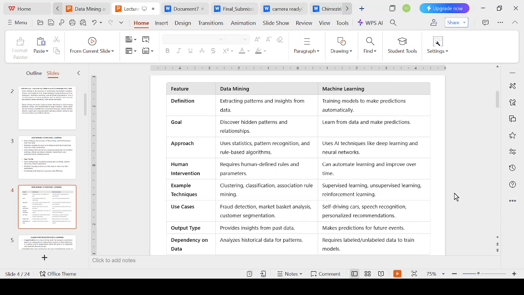Human intervention: data mining requires human-defined rules and parameters. Machine learning can automate learning and improve over time. Example techniques: clustering, classification, association rule mining. Machine learning, we classify everything under supervised learning, unsupervised learning, and reinforcement learning. Use cases: fraud detection, market basket analysis, customer segmentation. For machine learning: self-driving cars, speech recognition, personalized recommendation. Output type: data mining provides insight from past data. Here, machine learning makes predictions for future events. Dependency on data: data mining analyzes historical data for patterns. Here, machine learning requires labeled data to train the model.